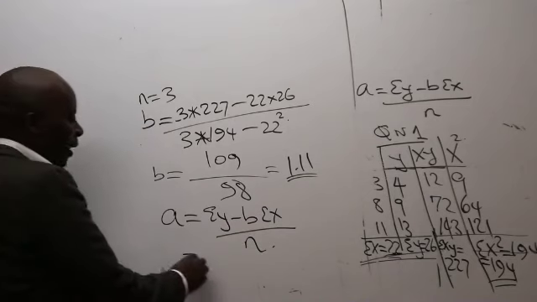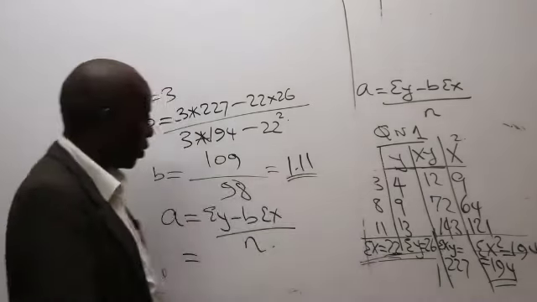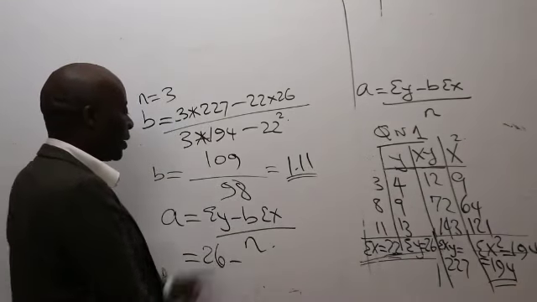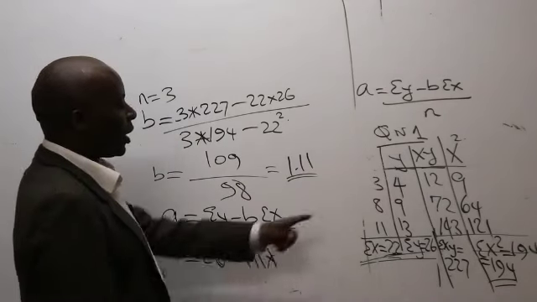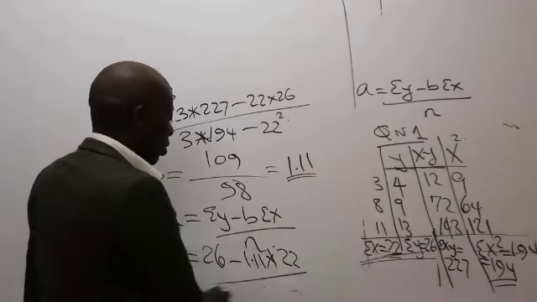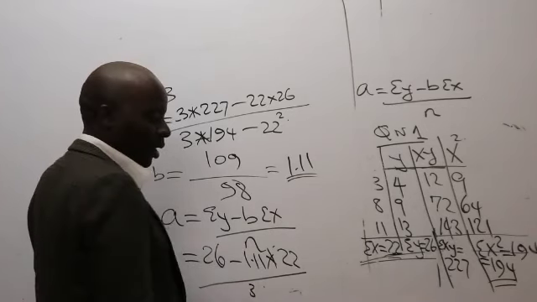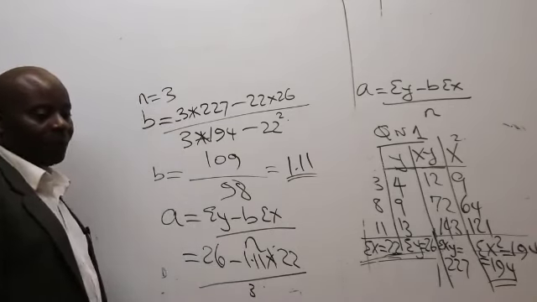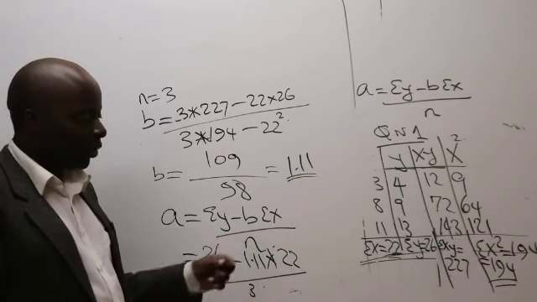So in this particular case, do we have summations of y? Oh yes, we do. It is 26. 26 minus b, which is 1.11, times summations of x. Summations of x is 22. All over n, which happens to be equal to 3. So then, ladies and gentlemen, could you kindly first of all start by giving me the numerator?